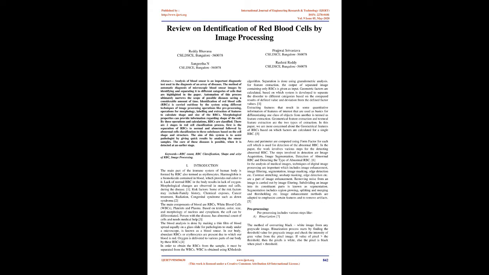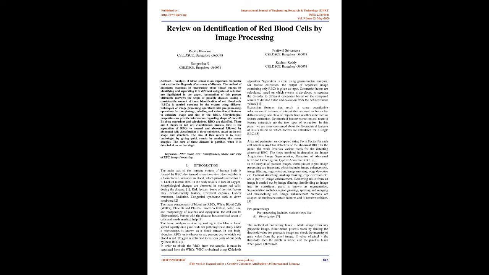There are two stages in the red cell classification process. First is the separation of RBCs into normal and abnormal, followed by classification of abnormal cells into 3 subclasses based on the cell shape and structure. The aim of this system is to assist pathologists by giving quick results by analyzing the smear samples. The cure of these diseases is possible when it is detected at an earlier stage. Keywords: RBC count, RBC classification, shape and size of RBC, image processing.